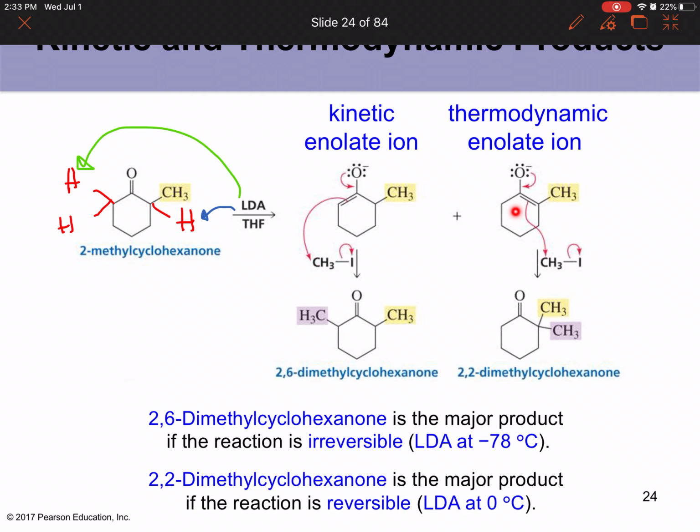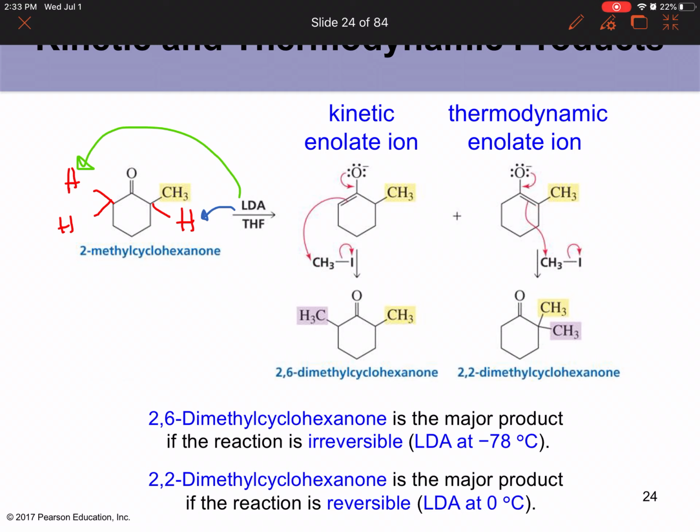How many substituents are on this alkene? This is one substituent, another, another, another one. So there are four substituents on the alkene. So which one is more stable? It is this one. The more substituted the alkene, the more stable. So the more stable enolate is formed through thermodynamic control. We call it the thermodynamic enolate ion.